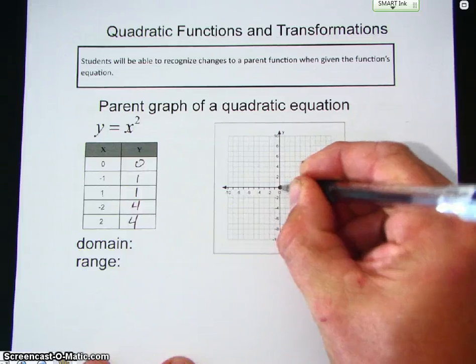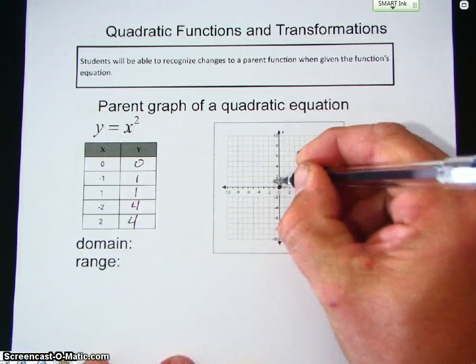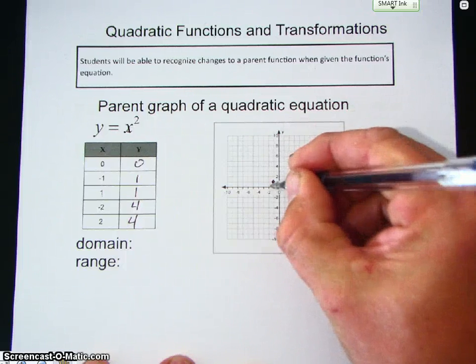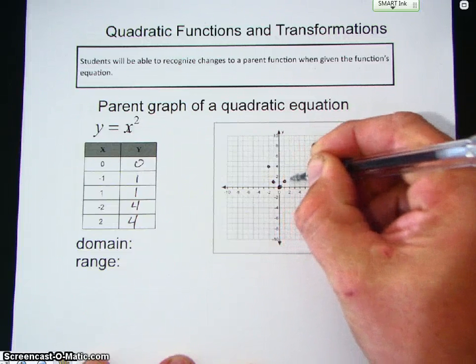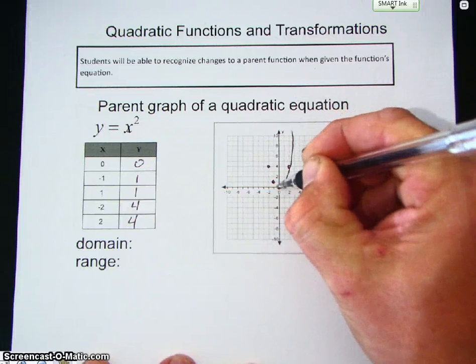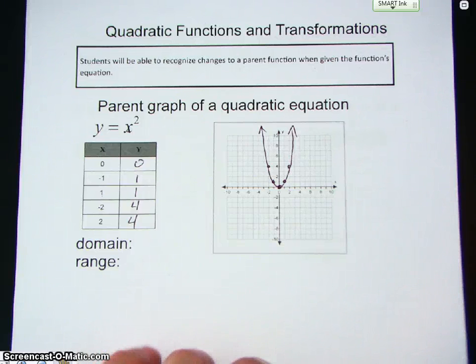So, parent graph, the vertex is at the origin. You've got negative 1, 1. 1, 1. You've got negative 2, 4, and positive 2, 4. Right, so that is what the parent function looks like.